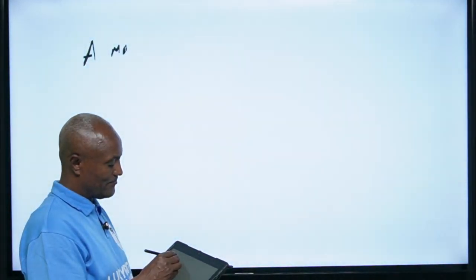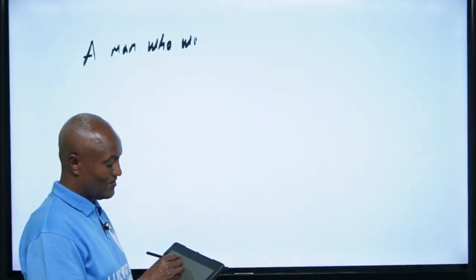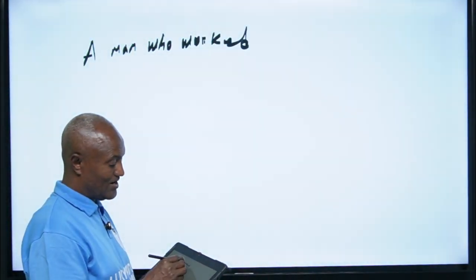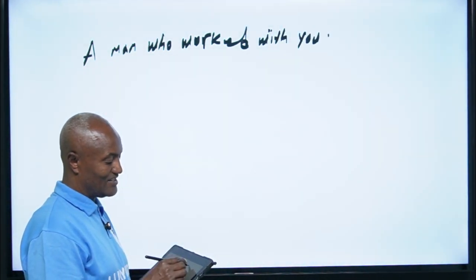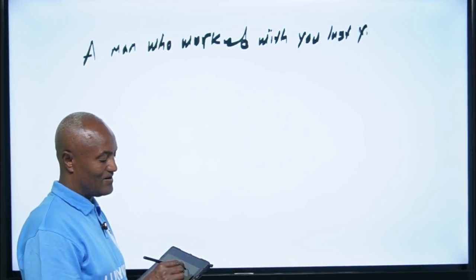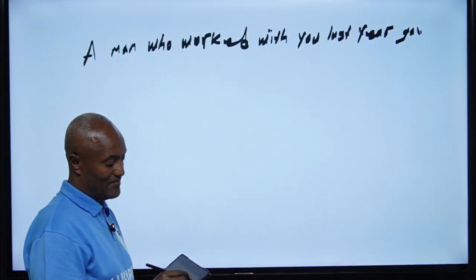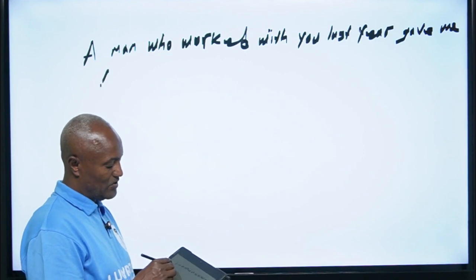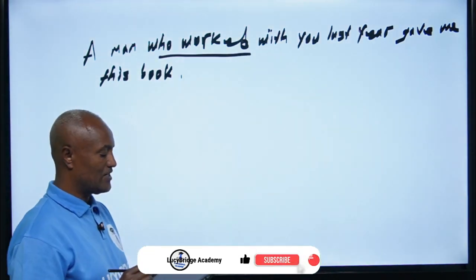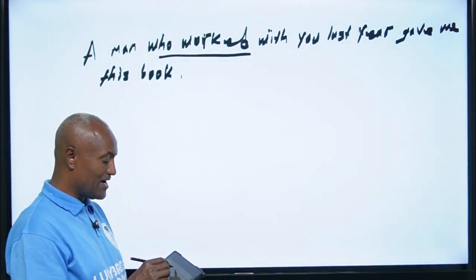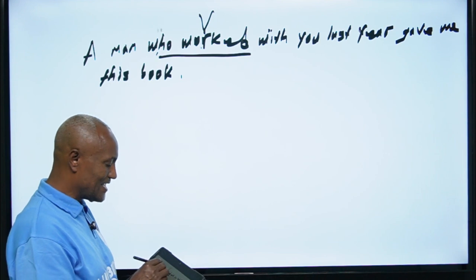A man who worked with you last year gave me this book, let's say. Who worked? Look here. Now who is followed by what? By a verb. Very simple. When the relative pronoun is followed by a verb, that is used as a subject.